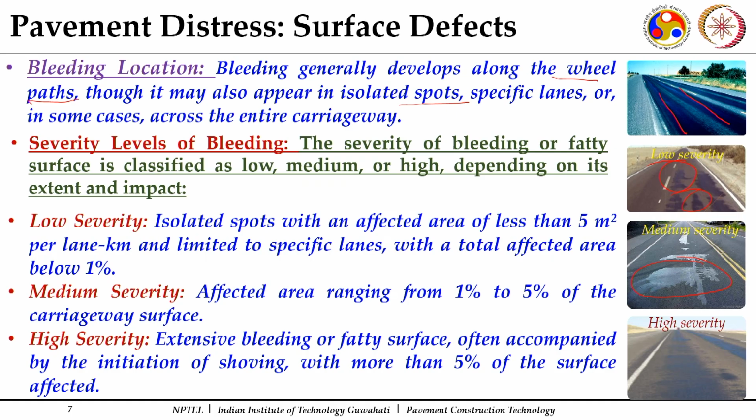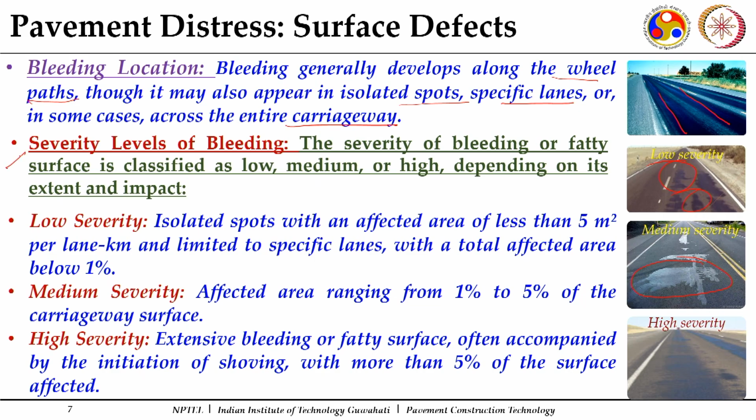So, along the wheel paths it may happen for a longer length, whereas there may be some isolated spots, and it may happen in some specific lanes, specifically where you are having the heavy vehicles movement or slow moving vehicles. In some cases it can happen across the entire carriageway also. So, these are some peculiar locations where you can observe bleeding.